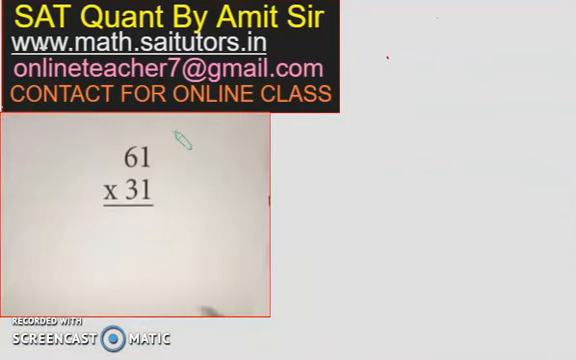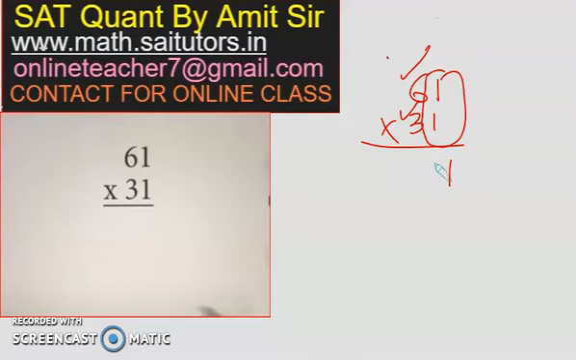So in this question, you can see the 2 digits ending with 1. So how to multiply these numbers really quick and fast? The answer is multiply this 1 and 1, you get 1. Then add this 6 and 3, 9, and then multiply these two numbers. 6 times 3 is 18, so answer would be 1891.